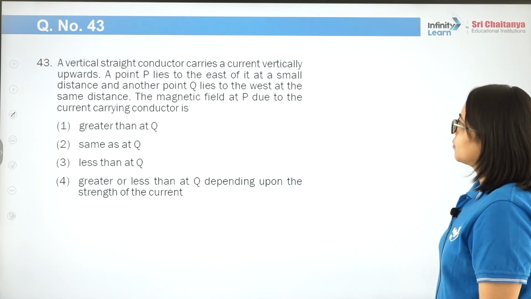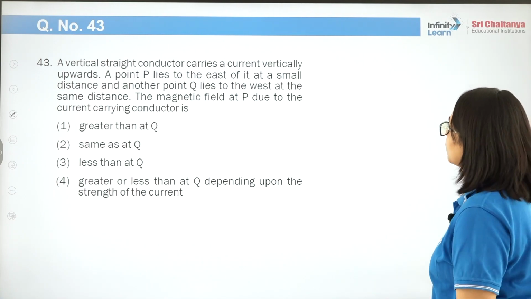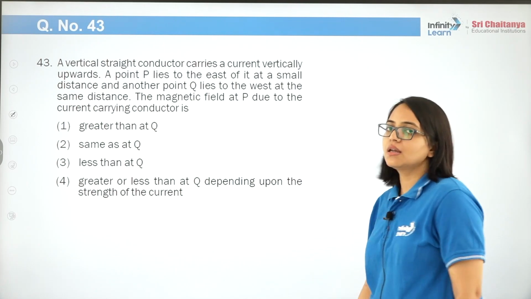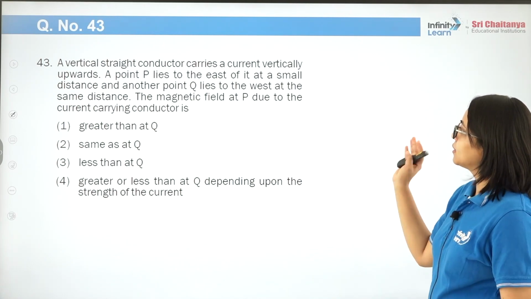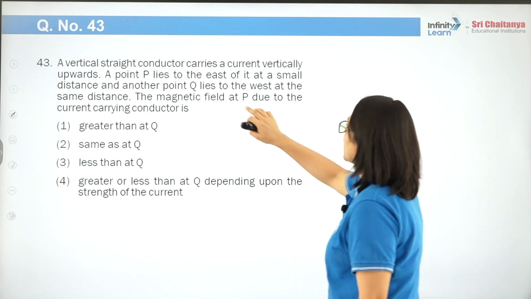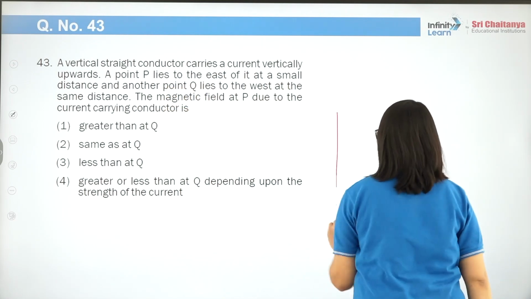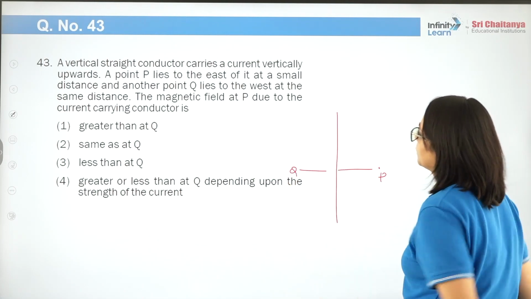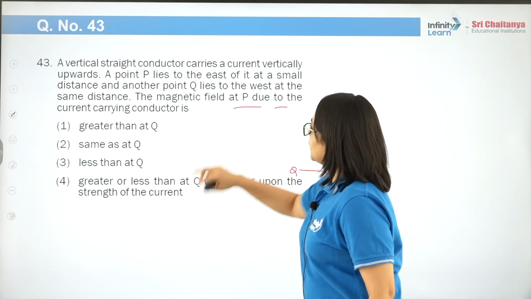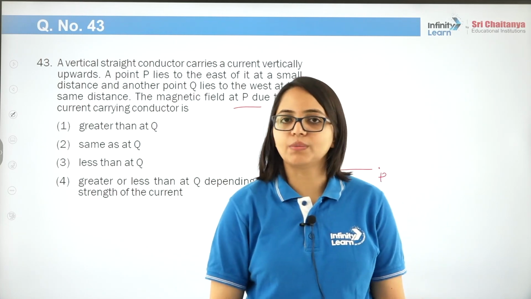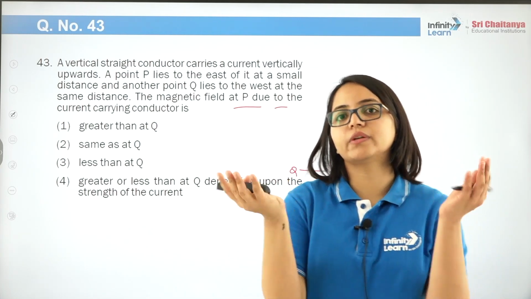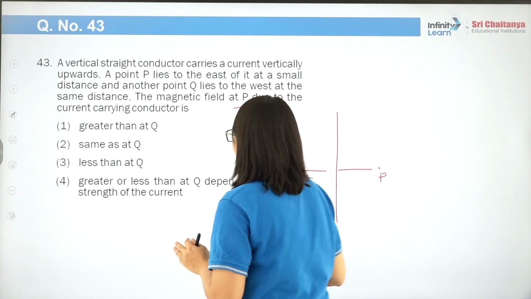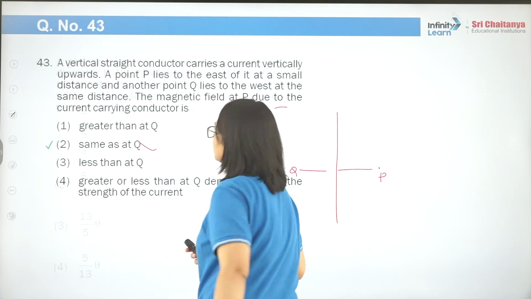Next is question number 43. We have a vertical straight conductor carrying current vertically upwards. A point P lies to the east of it at a small distance, and another point Q lies to the west of it at the same distance. So P is over here, Q is over here at the same distance. The magnetic field at point P due to the current carrying conductor will be mu naught I upon 2 pi r. If r is the same, the value of the magnetic field will be the same. So it is same as that of Q, which is option 2.